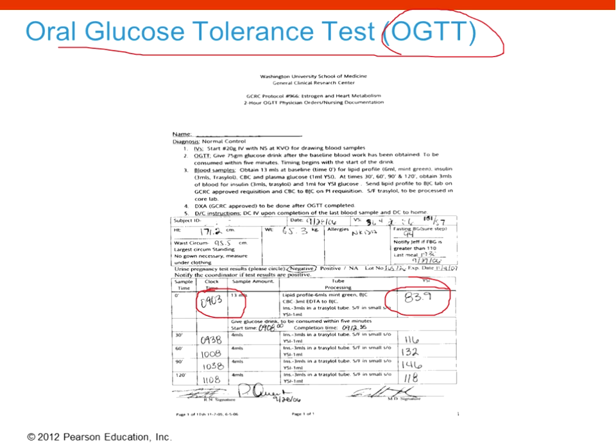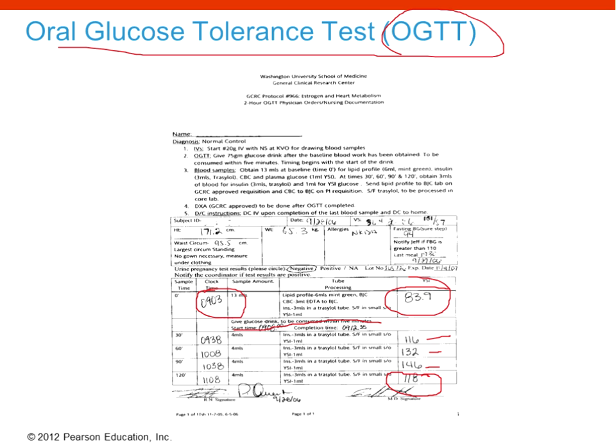Then after that fasting blood sugar is taken, then we give the patient a glucose beverage or a glucose drink, right? It contains 75 grams of sugar, which is a pretty good amount of sugar. And we just sort of measure the blood sugar every 30 minutes over a 2-hour period to see what's happening, what is the body doing. And as you can see, the blood sugar is going up here, 116, 132, 146.